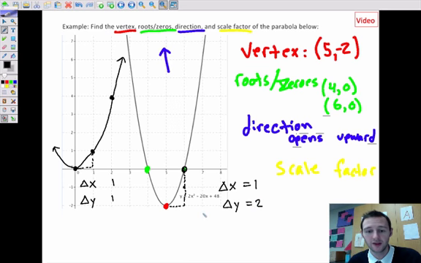Okay, so now we need to compare this parabola to the parent function. On the parent function, in this case, the x changes by 1 and the y changes by 1. Okay, in this case over here on our parabola, x changes by 1, but y changes by 2. Okay, so that means that we just have a scale factor of 2.